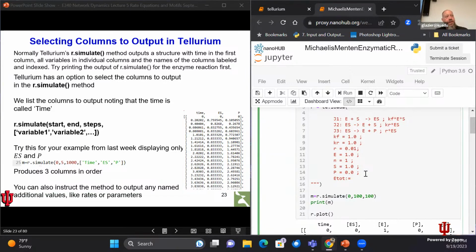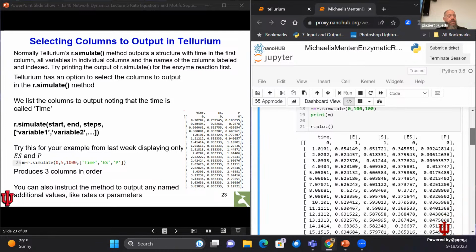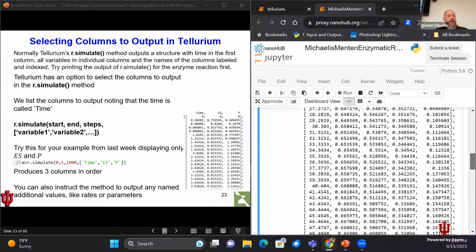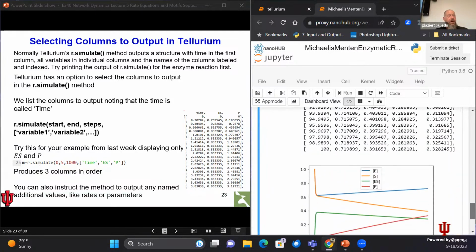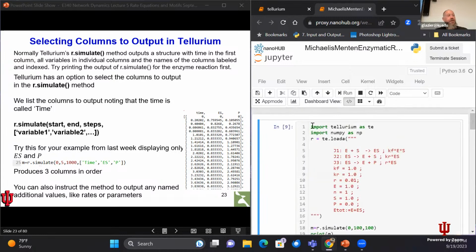E total colon equals, and now I'll make that E plus ES. And now I'm going to run it, and nothing changes, right? Nothing changes. Okay, so now you get to what I'm going to talk about on this slide. This is the perfect introduction to it.